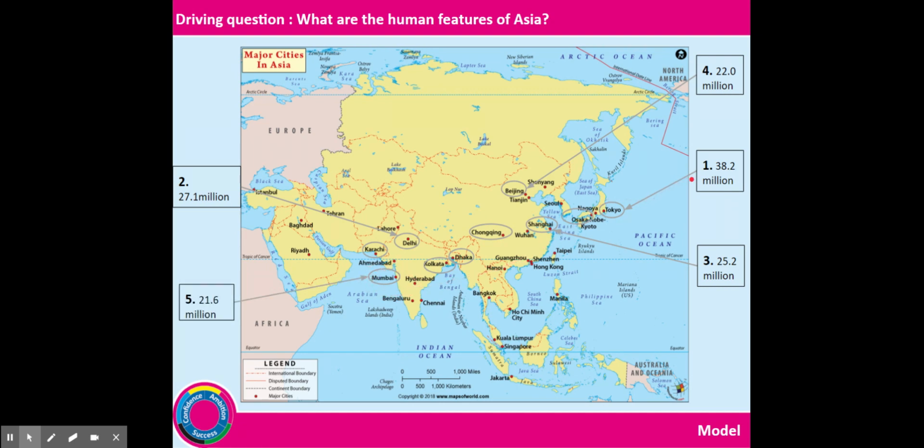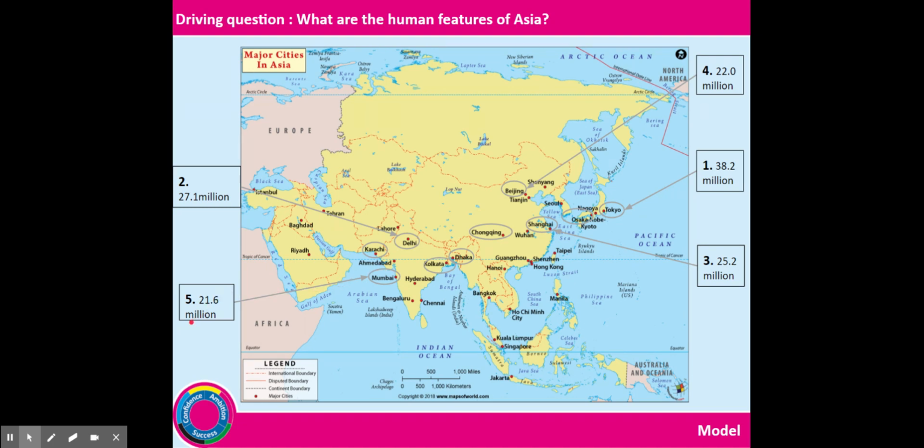So again, the top most populous cities: Tokyo in Japan has 38.2 million people in it. Second one, Delhi, has 27.1 million people in India. The third most populous is Shanghai here in China at 25.2 million. The fourth one is Beijing in China again with 22 million. And lastly, Mumbai again in India is 21.6 million people.